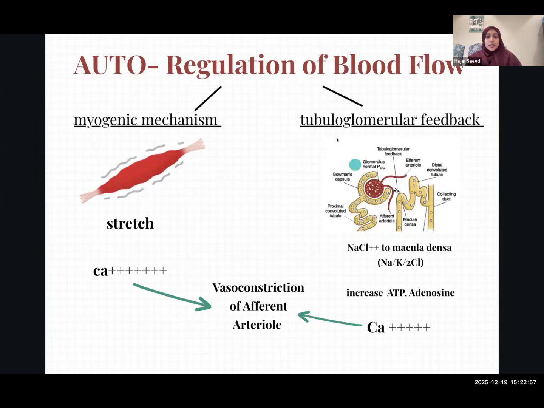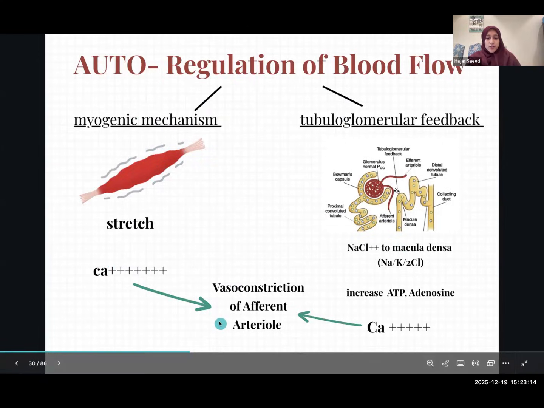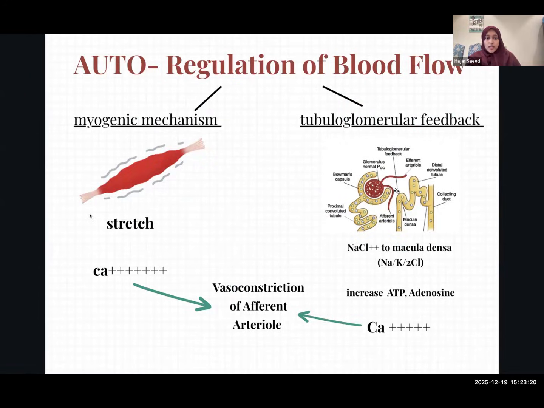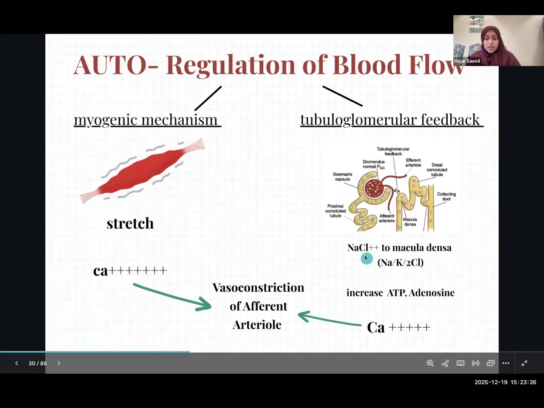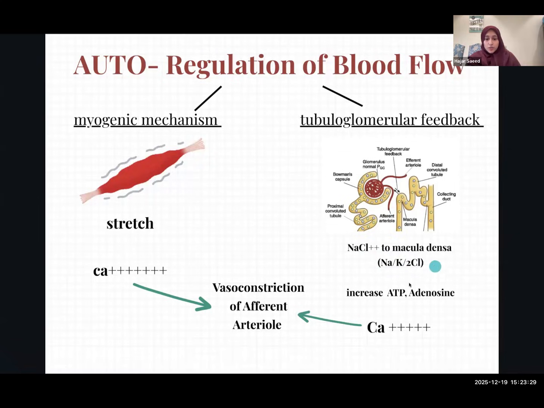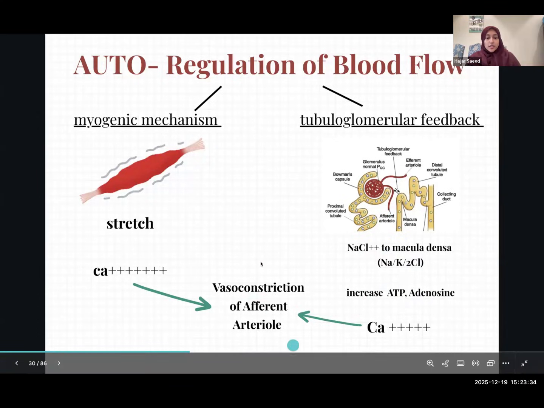Autoregulation of blood flow. So this is the immediate thing that happens. This is automatic. There's also humoral and neural regulation of blood flow, and it comes from the brain, it comes from hormones and stuff like that. But that's going to be gone over later. Over here, let's go over autoregulation. First is the myogenic mechanism, and this is just when muscle stretches, it releases calcium, and that's going to lead to vasoconstriction of the afferent arteriole, and it'll decrease blood pressure. Then there's tubuloglomerular feedback, and that's the one we were just talking about. Increased sodium chloride to the macula densa will increase the action of this pump, sodium potassium 2 chloride. That's going to increase ATP, it's going to increase adenosine, and in the end, increase calcium. So both of these increase calcium and lead to vasoconstriction of the afferent arteriole.